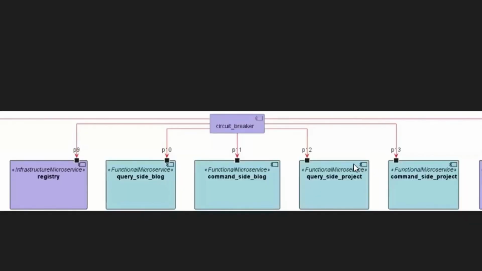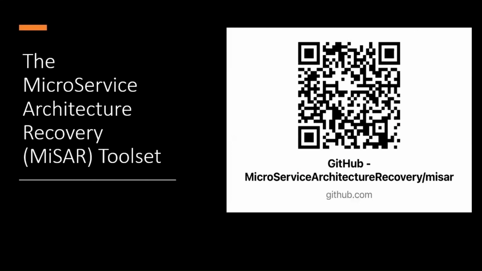In the dependency view of circuit breaker, we can see circuit breaker and the service dependencies it has with other microservices of the architecture. We have come to the end of MiSAR's demo.